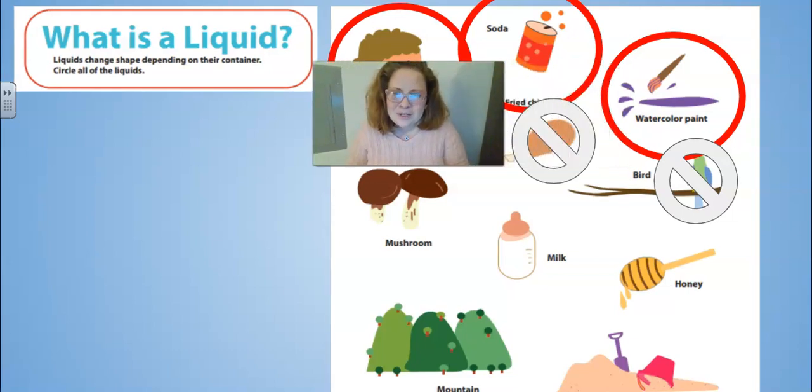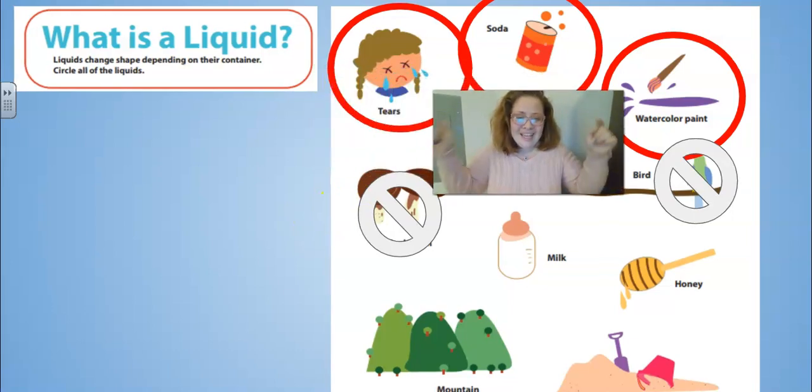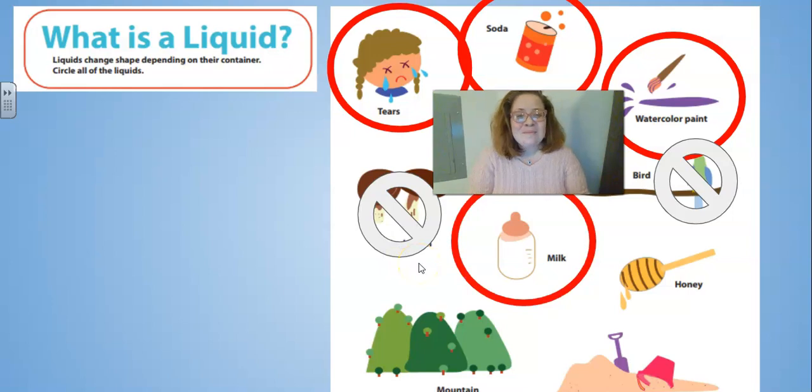All right, let's go to mushrooms. I think it's time for mushrooms. Do you remember, are mushrooms a liquid? Yes or no? No, mushrooms are not a liquid. Great job. Next, we have milk. Is milk a liquid? Yes or no? Yes, milk is a liquid. It can take the shape of any container.